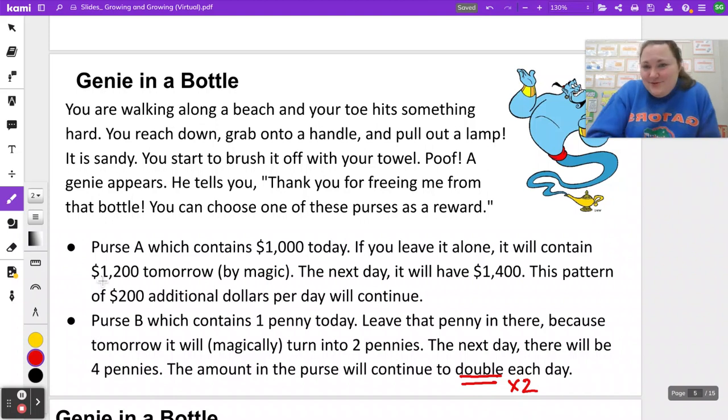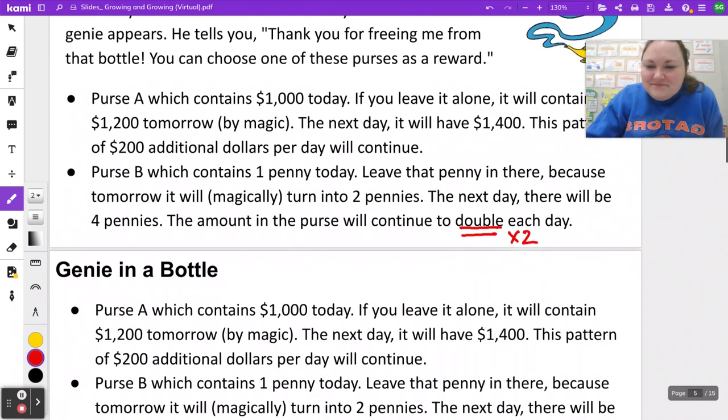I really encourage you, looking at these two options, which one interests you? Which one would you want? I think there are different reasons to choose each of them. I've had a lot of students, like I said, who like purse A for the $1,000, but maybe you want purse B. Maybe you have a plan for that purse. We're going to look at the situation a lot in this lesson, so keep in your head which one you think is the better option, and then we will revisit that question at the end of this lesson.